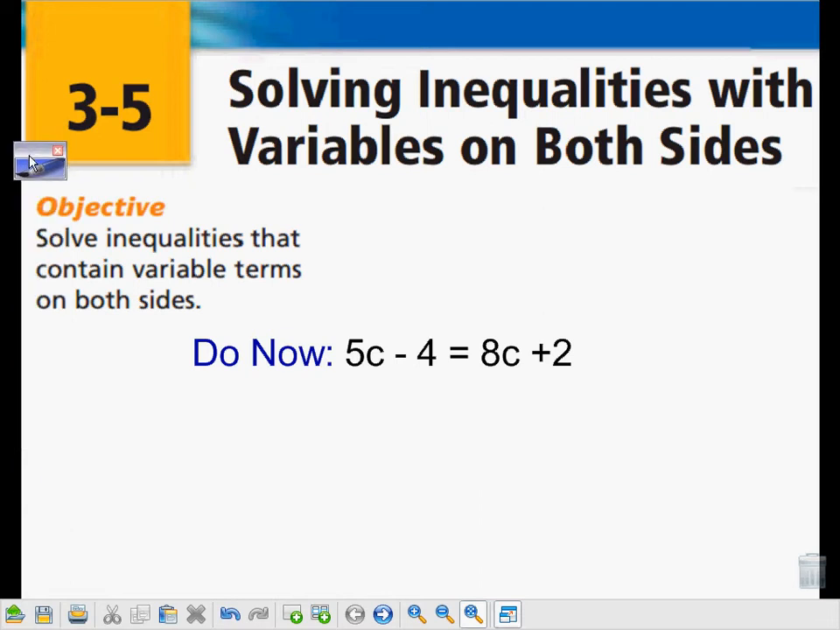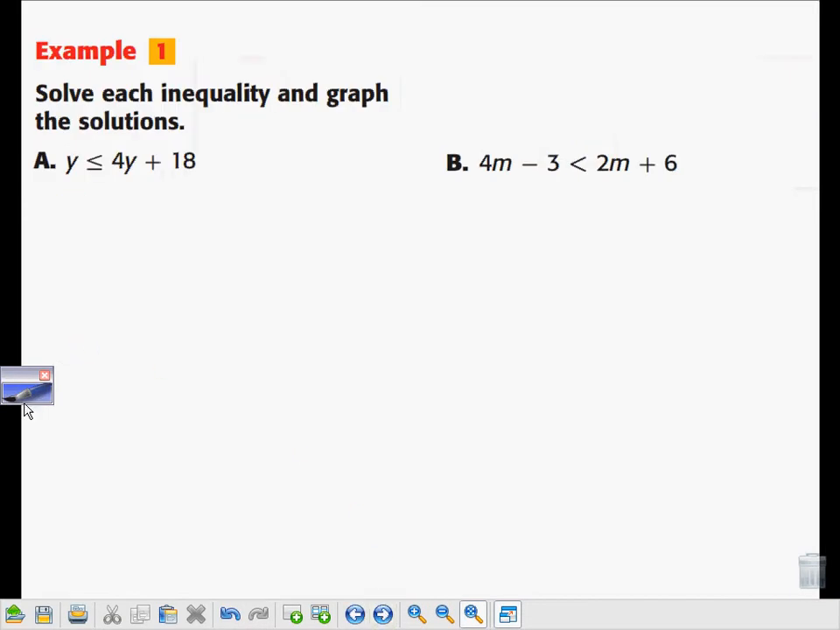We'll focus on solving inequalities with variables on both sides. So let's begin. For the most part, these are going to work just the same as equations with variables on both sides, but these are inequalities, so we have a greater than, less than type symbol in between instead of an equal sign. However, other than that, it's going to play out pretty much the same way.